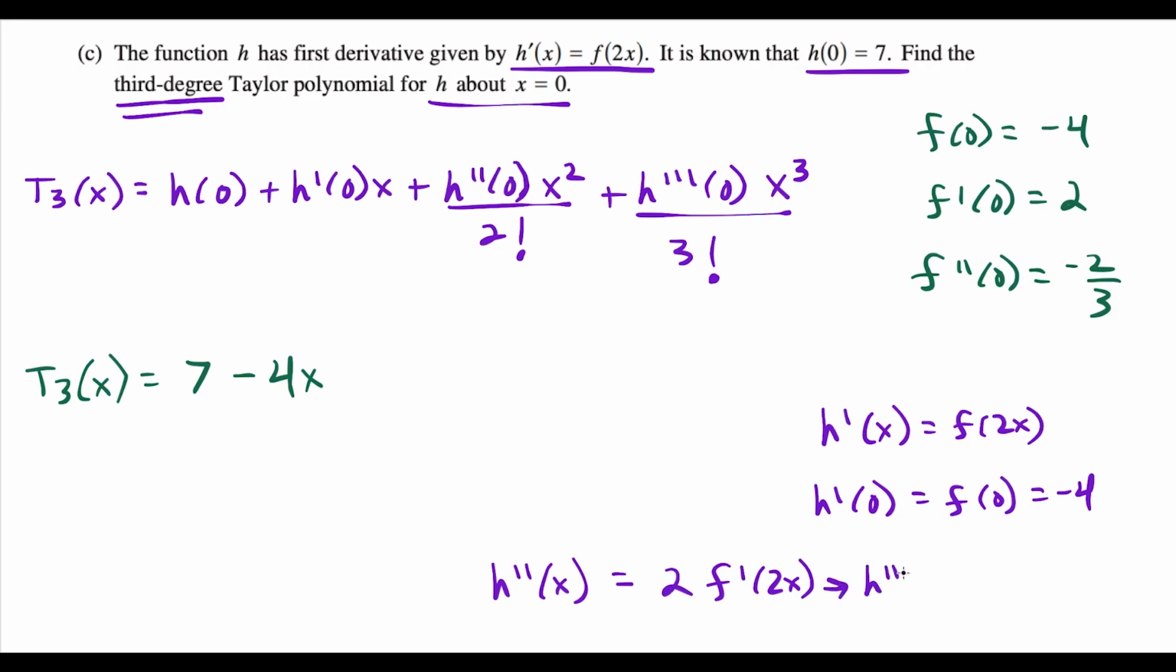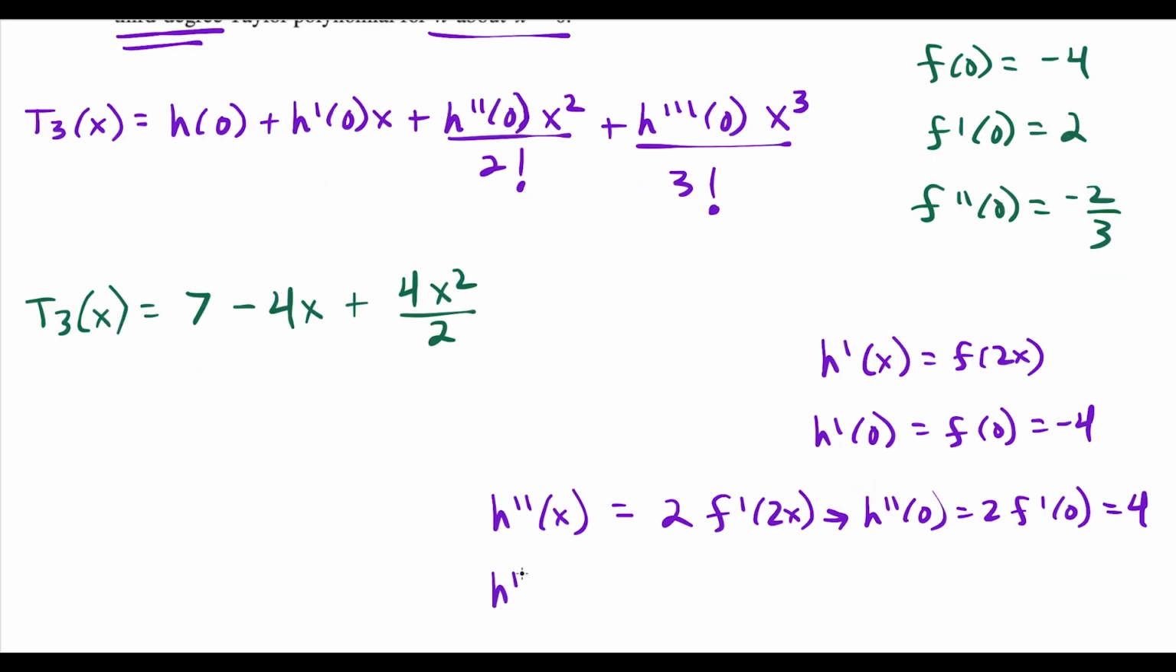Which tells us then that h double prime of 0 is equal to 2 times f prime of 0. And f prime of 0 we have over here is equal to 2. And 2 times 2 is equal to 4. So now we have the next coefficient. h double prime of 0 we could replace with 4. So we have plus 4x squared over 2 factorial, which is 2 times 1, which equals 2. So now we just have one more coefficient to find.